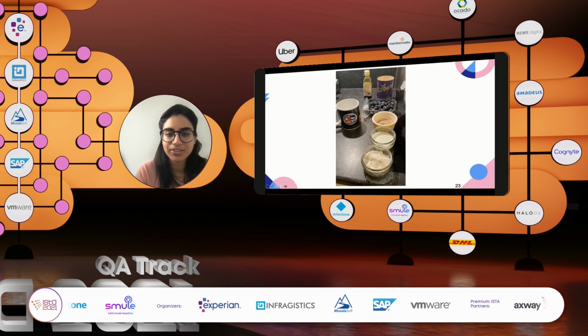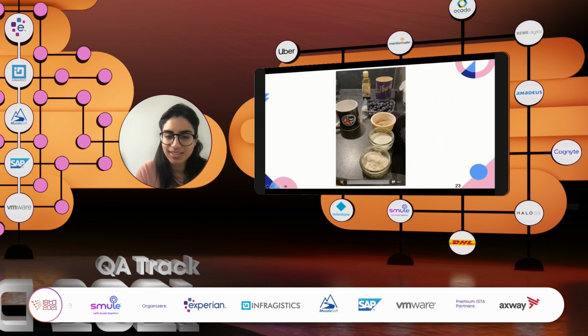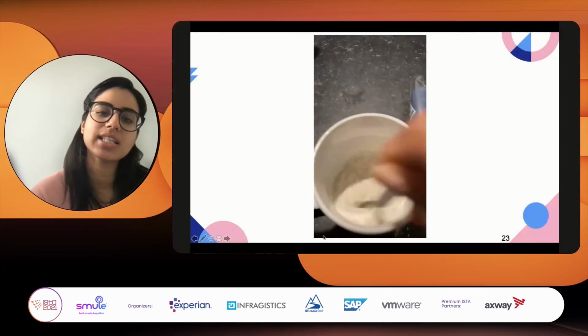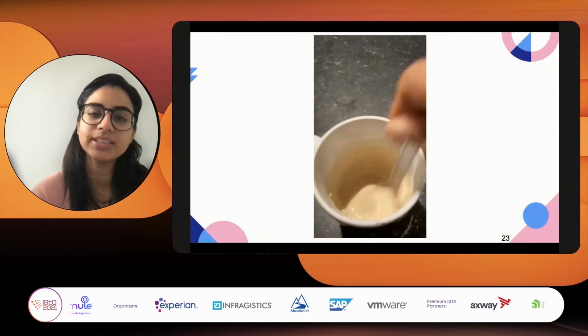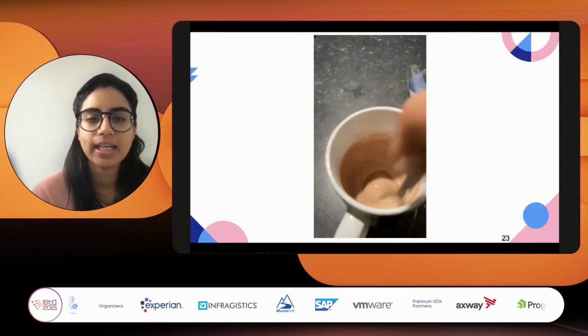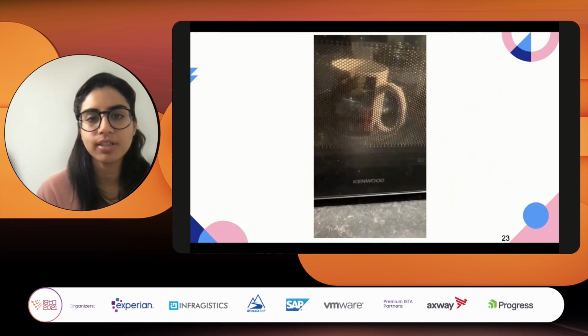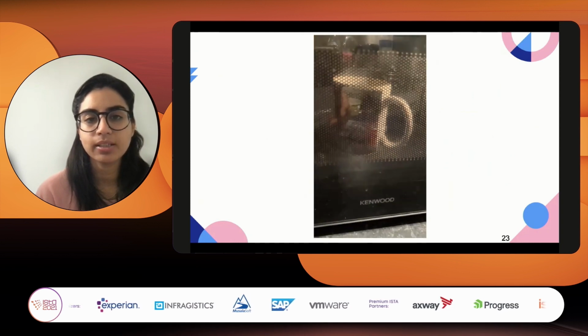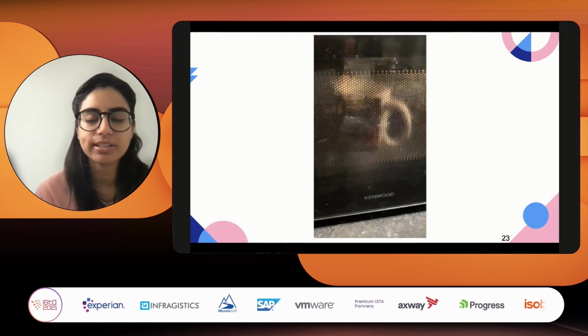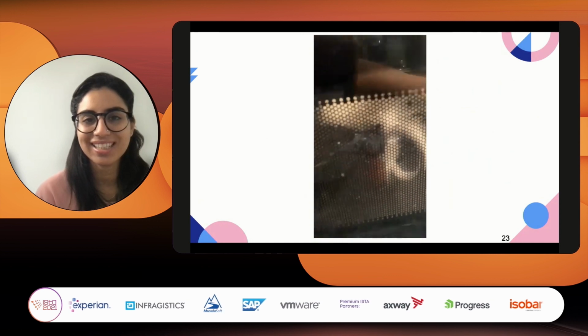A little video here again for you all. So what I'm trying to do here is I'm trying to make a blueberry muffin in a cup, and this is how I'm making it. So I've put it in the microwave and hopefully it fluffs up a little bit. I didn't put a lot of baking powder there, but hopefully it does something.